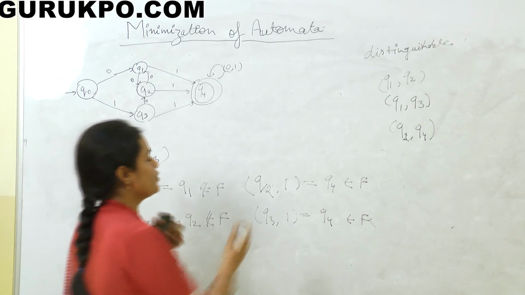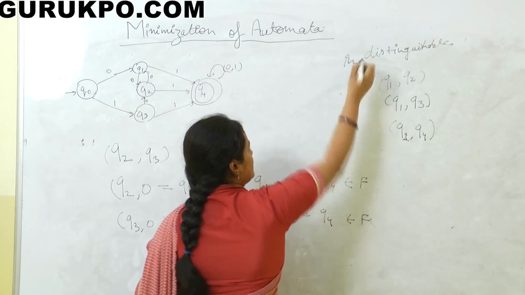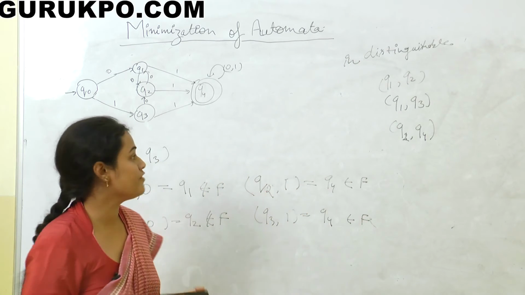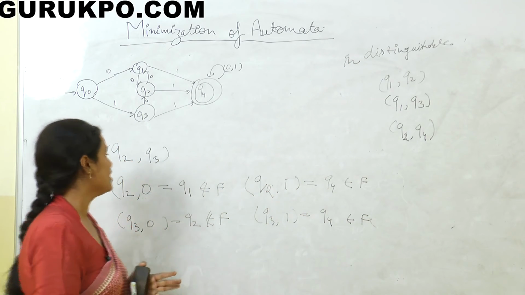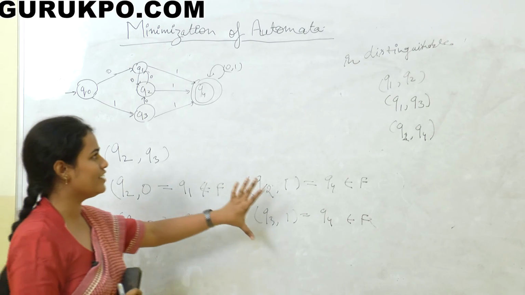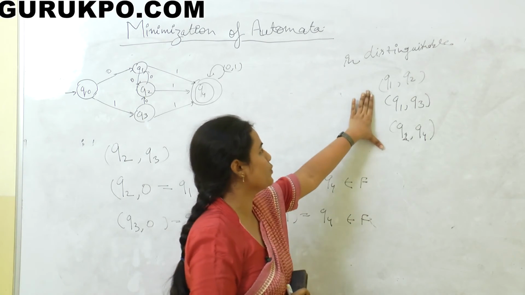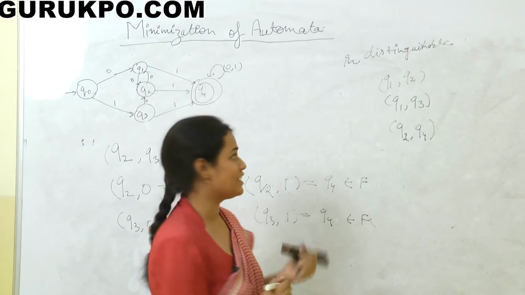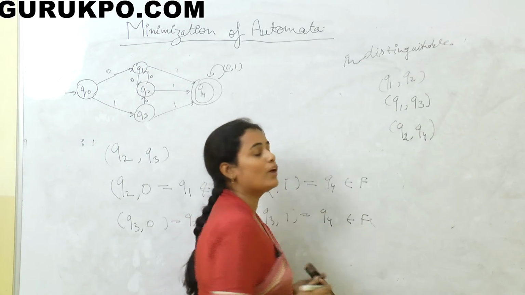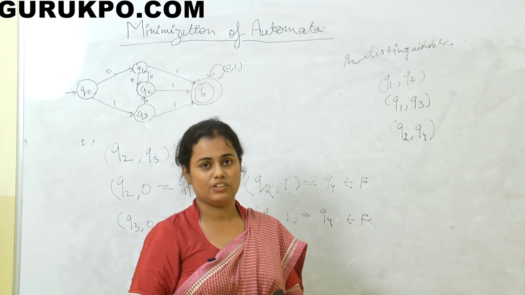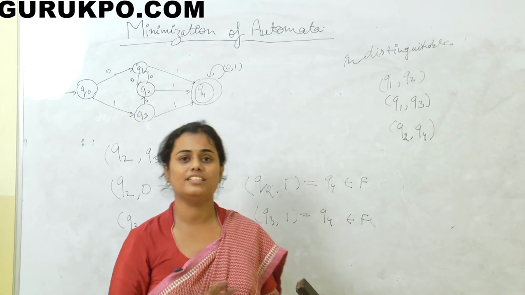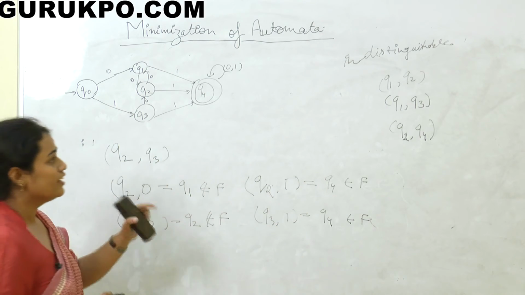These are indistinguishable states. It is very much clear these are indistinguishable. These states which have both the conditions are called indistinguishable states. All these states are indistinguishable. You can merge these states. You don't need to distinguish these states in other ways.